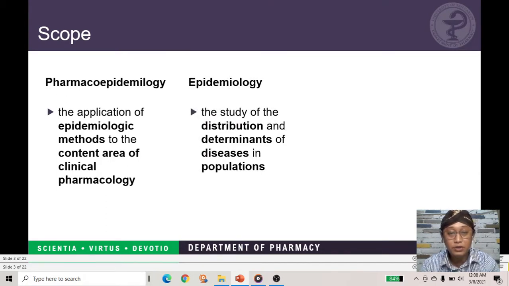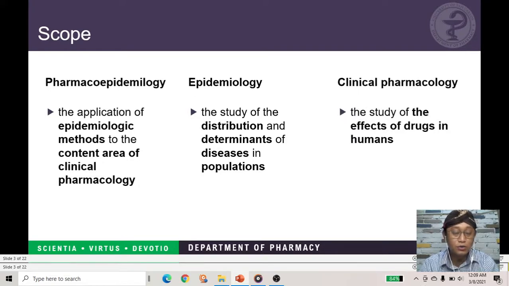while epidemiology is the study of the distribution and determinants of diseases in populations. We will look at this further in the next slide. And clinical pharmacology is the study of the effects of drugs in humans. Usually we use pharmacology as the study of the effects of drugs. With the word clinical, it means that it applies to humans.